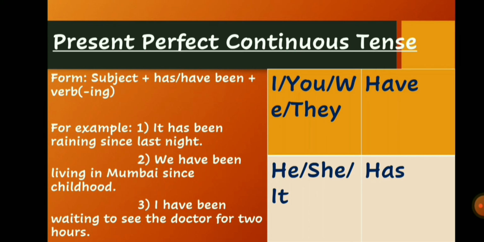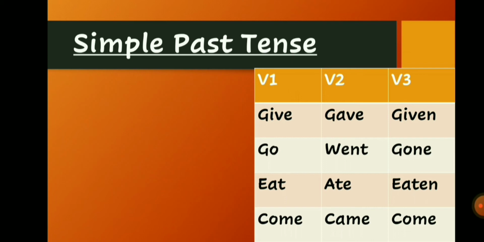So students, I hope that you are clear with the 4 aspects of present tense. Now we will study the 4 aspects of past tense. The first aspect of past tense is simple past tense. Here in the table, students, we can see the V1, V2 and V3 forms. V1 is the base form of the verb. V2 is the past form of the verb. And V3 is the ed or en form of the verb.